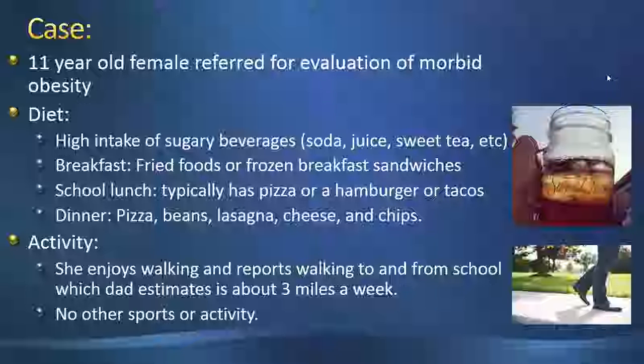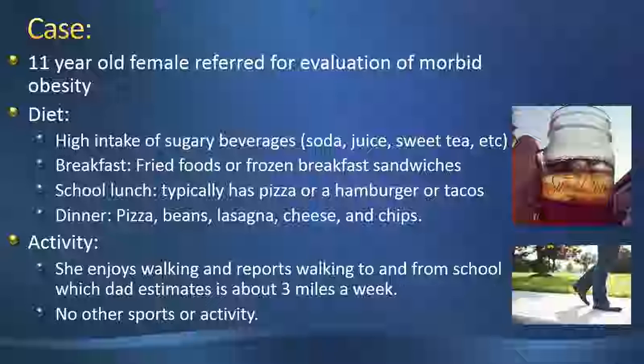This is a fairly typical case, and I've borrowed from a case that came to our clinic. We had an 11-year-old female who was referred for morbid obesity, with that very typical high sugary beverage content: soda, juice, sweet tea. She actually endorsed drinking 1.5 gallons of sweet tea per day, which mom thought was an under-reporting. She said it was closer to 2.